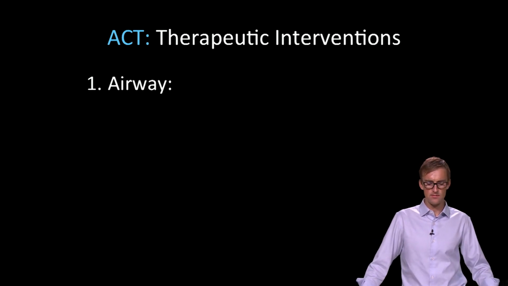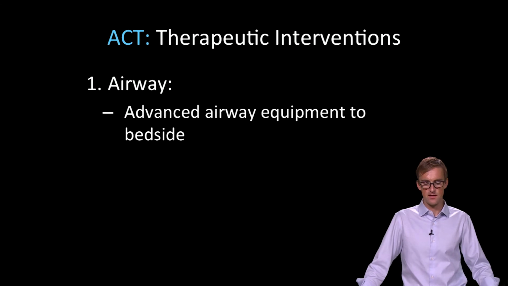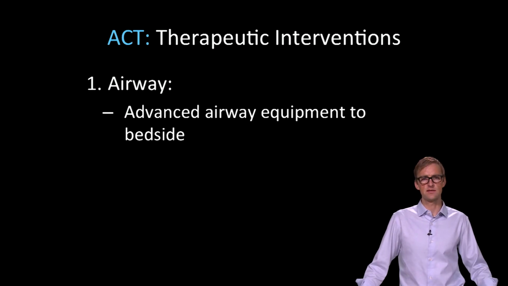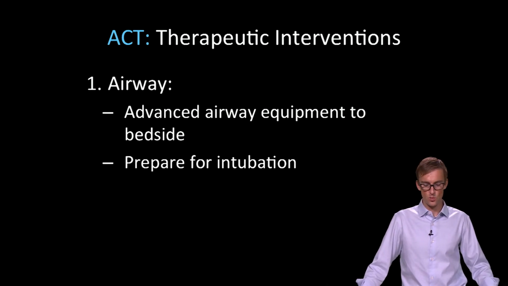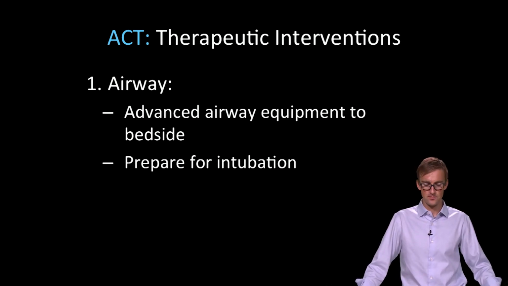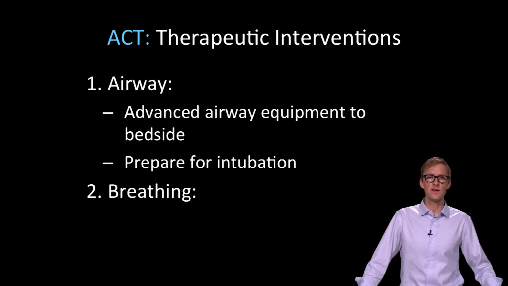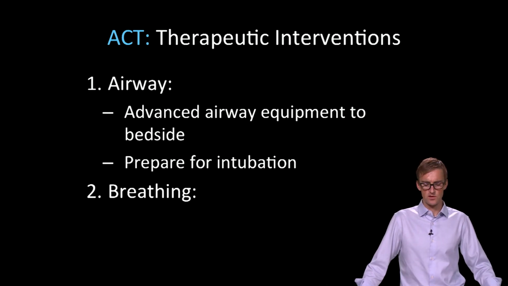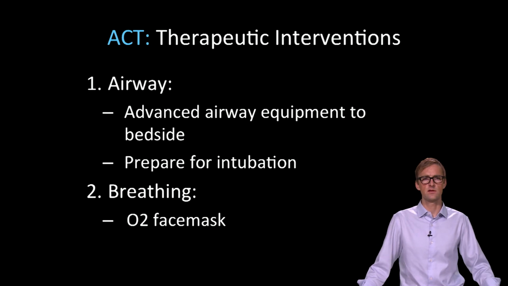So for airway, our next intervention should be bringing advanced airway equipment to the bedside. This patient appears to need intubation, and so we should prepare for that. We should also create a plan as far as how we're going to do this, as this will likely be a difficult airway. For breathing, the patient was already on supplemental oxygen. Let's put him on a face mask to increase the amount of oxygen he's getting to support his cardiovascular function, and also pre-oxygenate him prior to intubation.